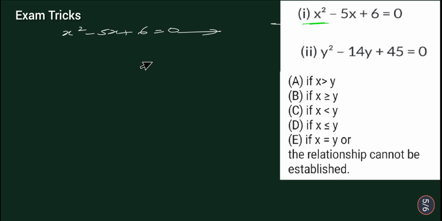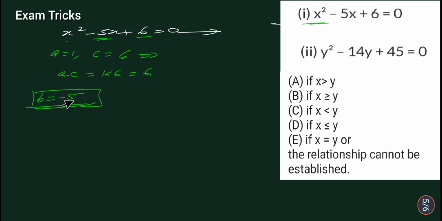Now what you have to do, here you just multiply the coefficient of x square, that is a is equal to 1, and c is equal to the constant 6, that is a into c means 1 into 6, means 6, right? Now you have to split the middle term b, that is minus 5, into two parts such that their product should be AC, that is 6, right? So I'm taking minus 2 and minus 3. If you multiply minus 2 into minus 3, then you will get the product equal to AC.